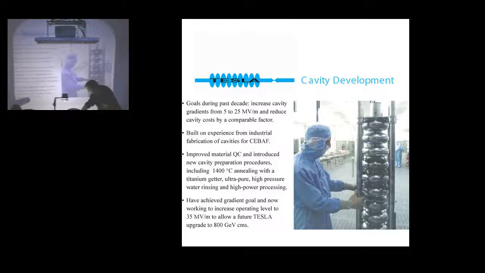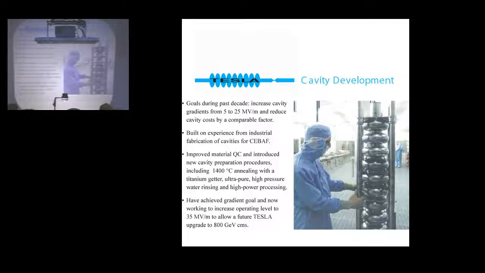Okay, in the case of Tesla, they also had quite a success over the last decade. In fact, the challenge over the past decade was to increase the gradients that had been achieved at, for instance, Cornell, which were only at the 5 MeV level, up to around 25, to make a linear collider even conceivable. And they also needed to try to reduce the cavity cost.